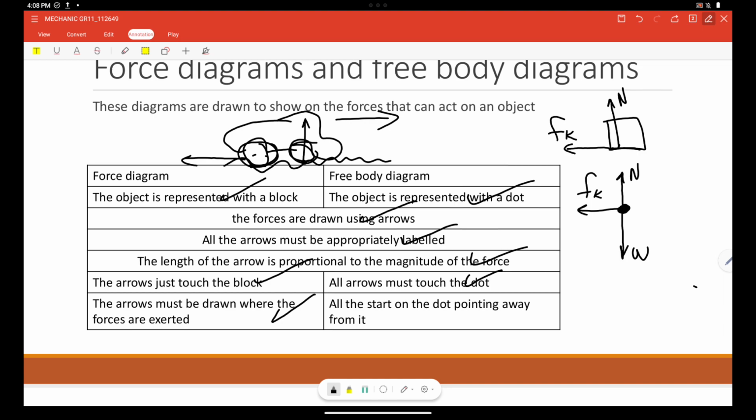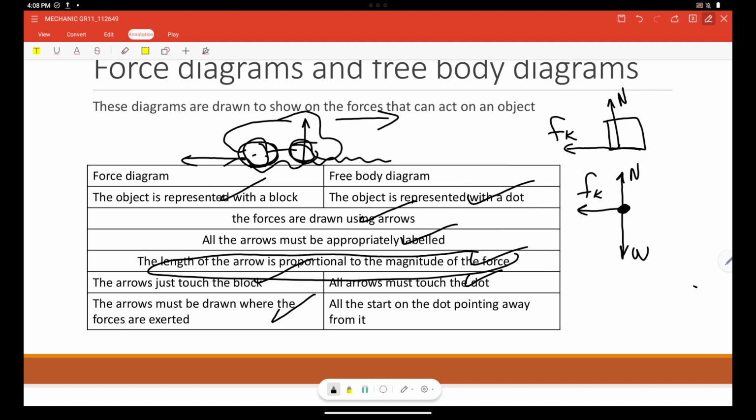Normally when we draw the magnitude of the force, the length of these arrows, we don't normally take into account the relative magnitude. So the statement over here, we hardly apply it unless stated so by the examiner.